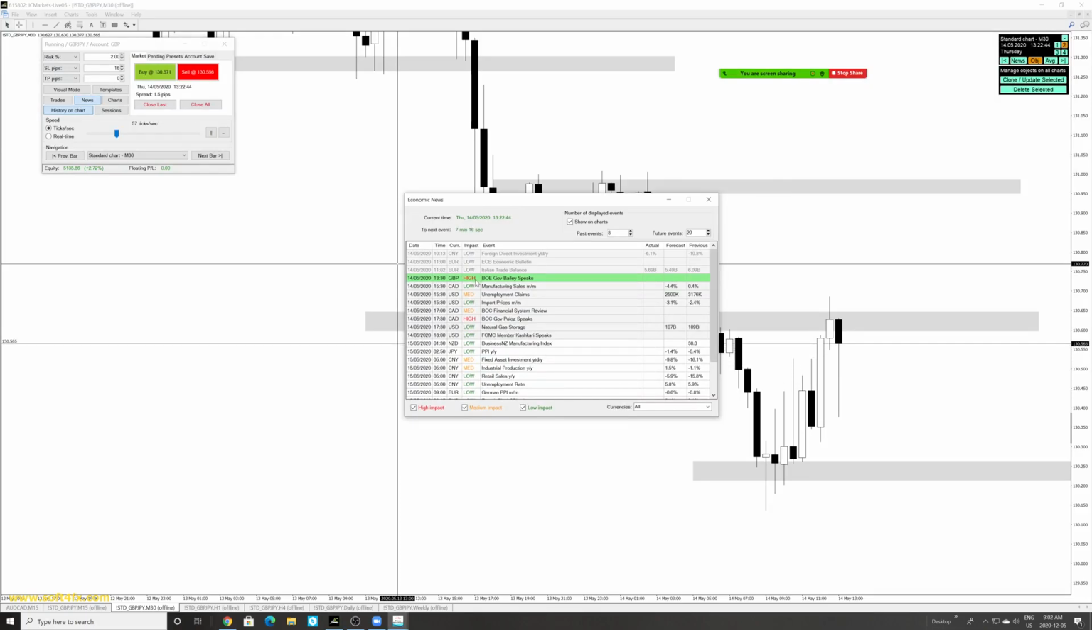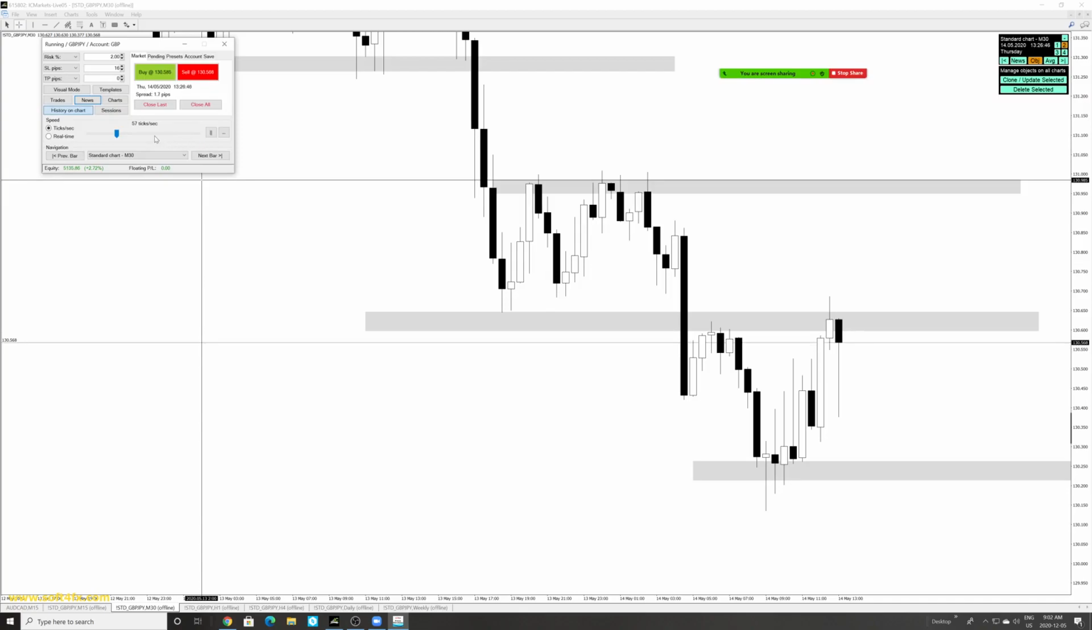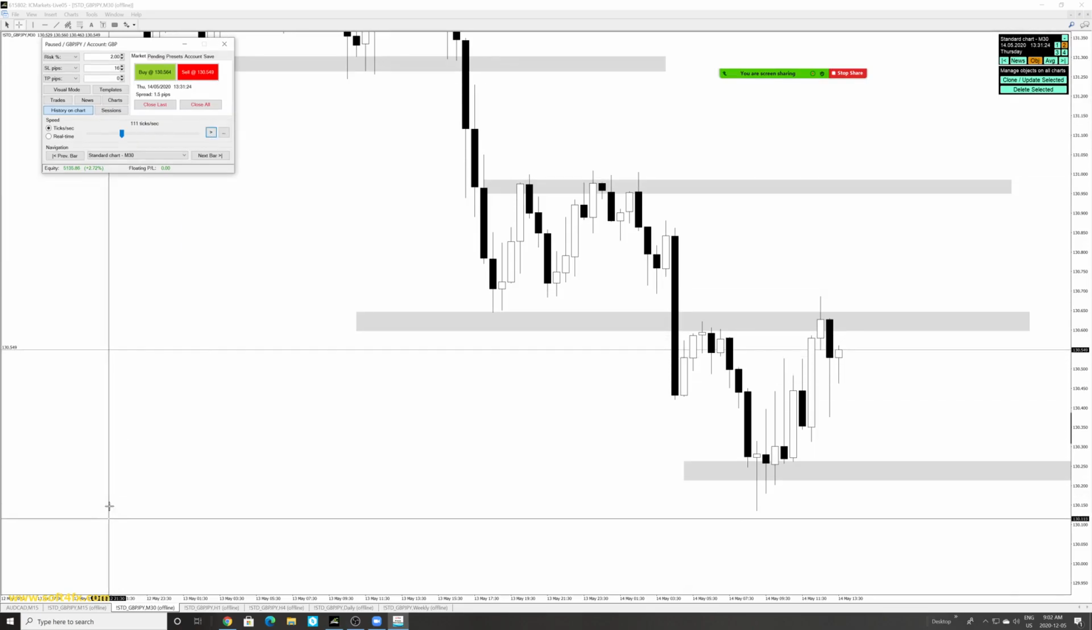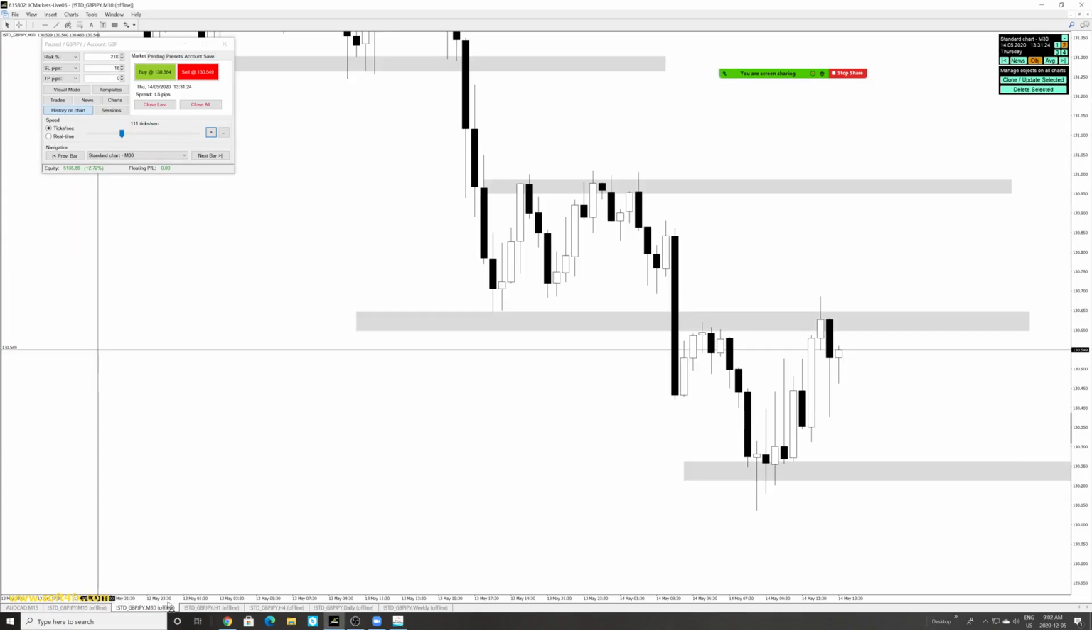Okay, this is probably the speech. Makes sense. Wow, that's some crazy rejection here on GPY. So the new 30-minute candle is about to start. Looking at the 15-minute, it's closing bullish over here.